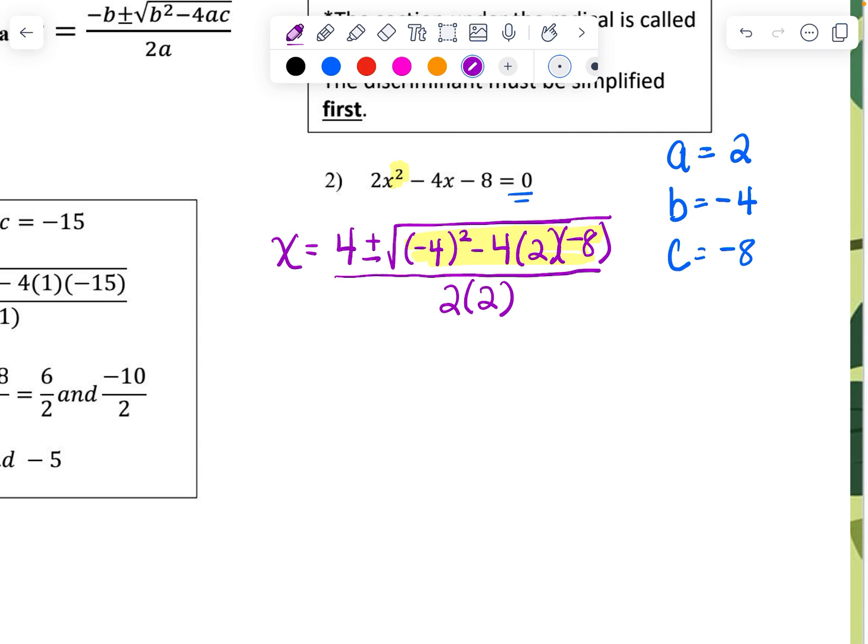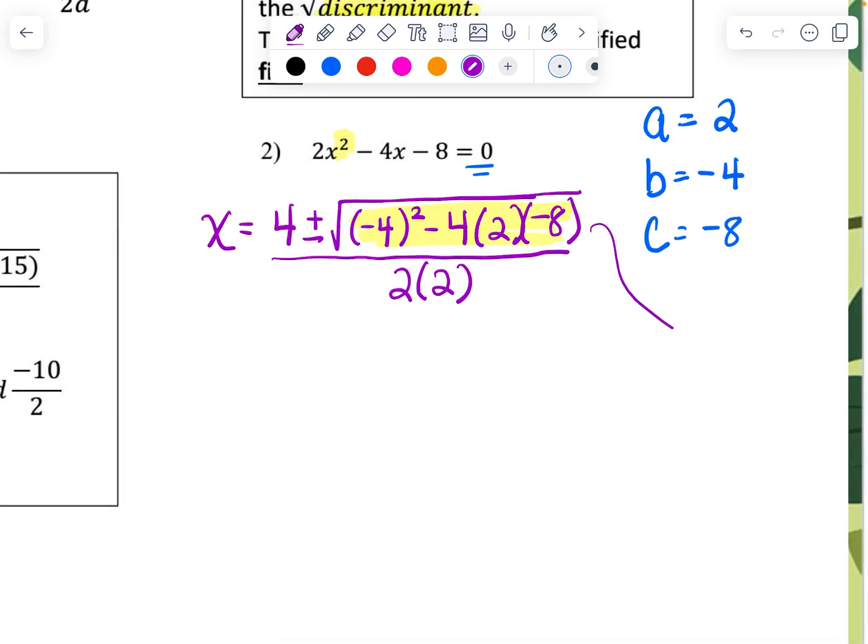I'll do it down here. So I have -4 squared, that is a positive 16. And I have minus 4 times 2 times -8. So I can multiply -4 times 2, that's -8, times -8, that's positive 64. So right now I've got the square root of 16 plus 64. Be really careful with your negatives, which is the square root of 80.